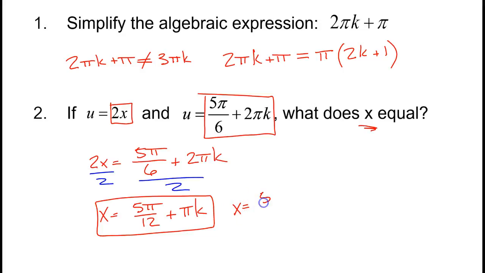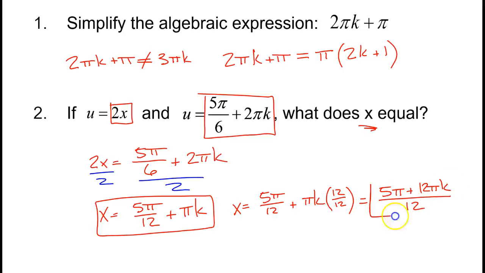So I have x equals 5 pi over 12 plus pi k. Well, what if I wanted to combine these two terms? If I want to combine them, then I need to write pi k as a fraction with a 12 in the denominator. So I'd need to multiply by 12 over 12. This is my multiplier equal to 1, so that I'm not actually changing the value. And then this would be 5 pi plus 12 pi k all over 12. So the two expressions that I have boxed there are equivalent.